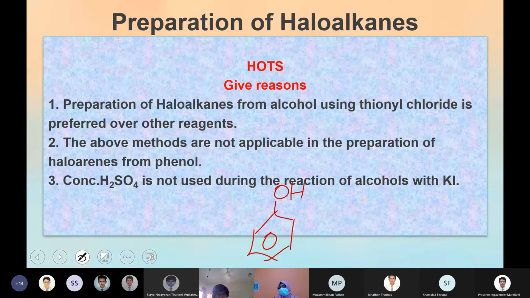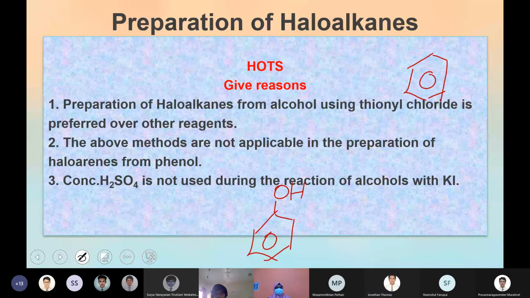Very close to the answer. If you slightly modify, that becomes your answer. Resonance is there, but other than that, even if you take simply benzene, there is also resonance. But what is happening with the OH?